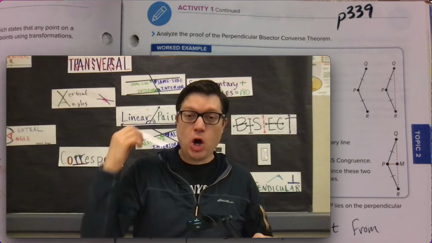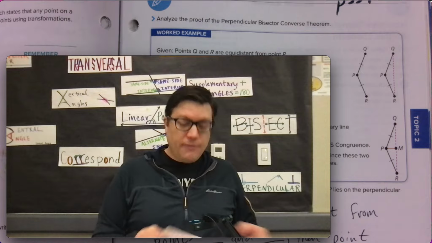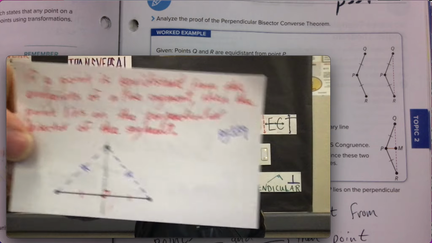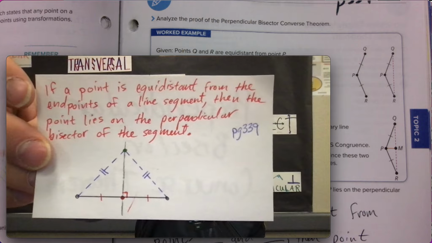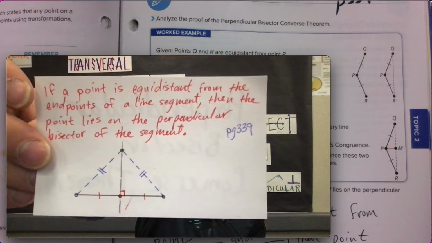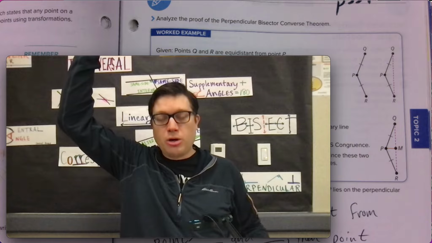Today's video is going to be on the topic of the perpendicular bisector converse theorem. We're on page 339, continuing Activity 1, which is all about the perpendicular bisector theorem. If you haven't yet, make this note card. This is the back of it: if a point is equidistant from the endpoints of a line segment, then the point lies on the perpendicular bisector of the segment. It's on page 339. This is the picture that you should be seeing as you are creating it.